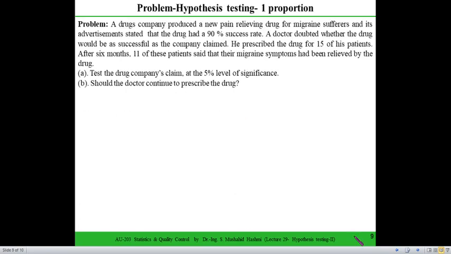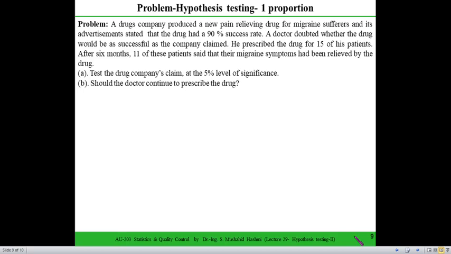Okay, the last thing in this hypothesis testing is another problem in which a drug company produced a new pain relieving drug for migraine sufferers, and its advertisement stated that the drug had a 90% success rate. So a drug company has come up with a new pain relieving drug for migraine. Migraine is sort of a pain in half of the head. And the advertisement of this pharmaceutical company claims that 90% is their success rate.